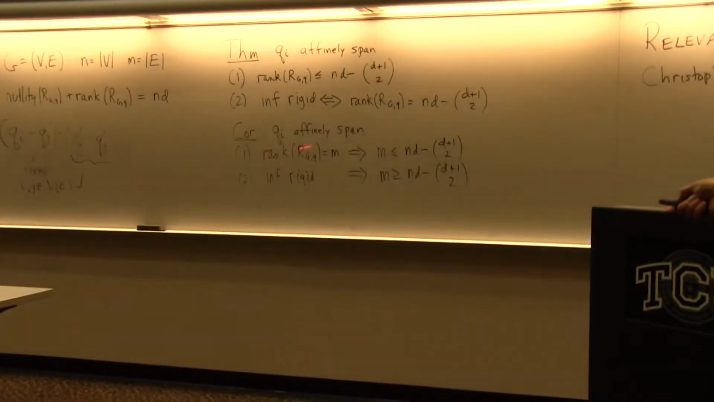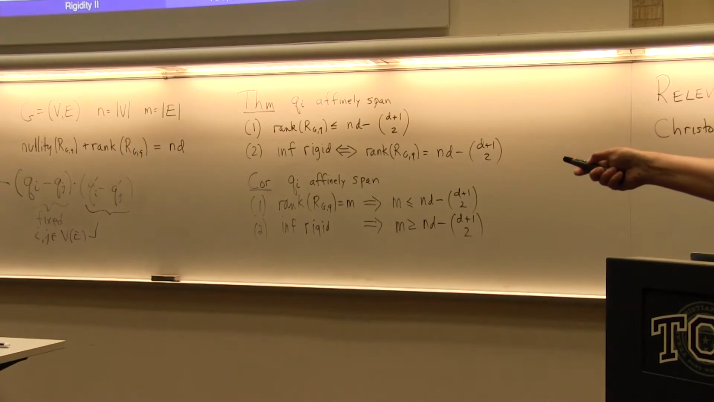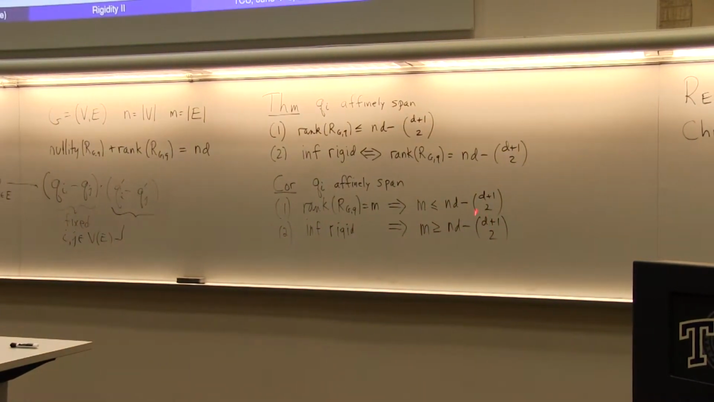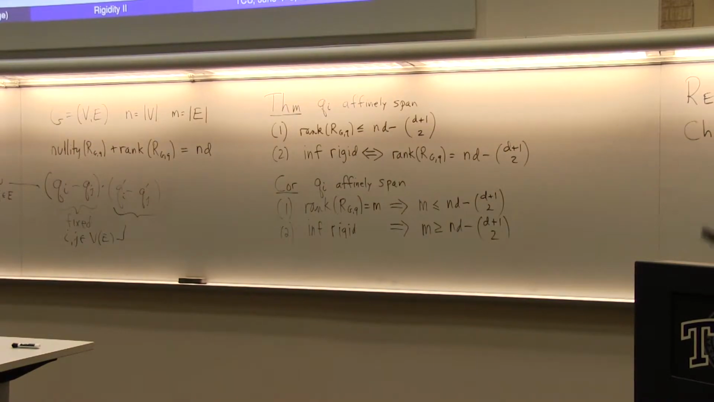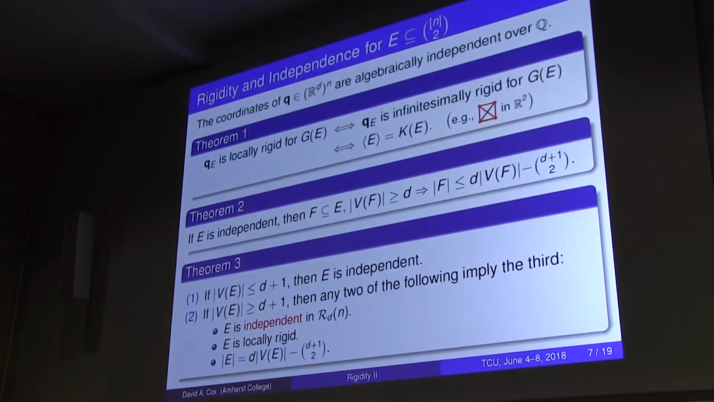So that says I have the right rank. So that says the number of edges is less than or equal to something. But if I'm locally rigid, the number of edges is greater than or equal to something. So I have both of these, and so I have to get the equality. So the first two definitely imply the third, and then this is part of what you have to work out, that in fact any two imply the third.